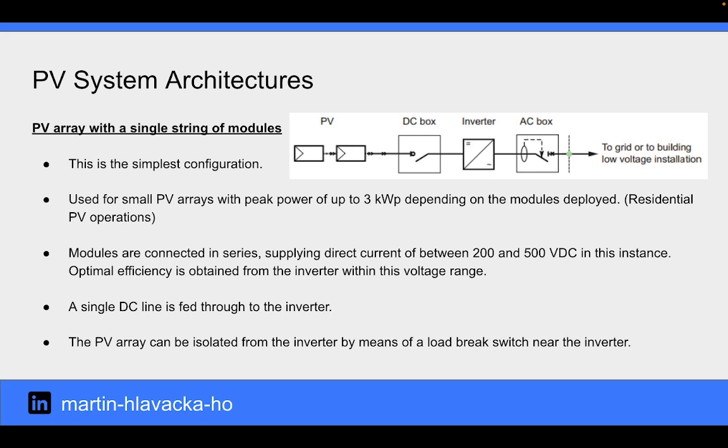Modules are connected in series, supplying direct current of between 200 and 500 VDC in this instance. Optimal efficiency is obtained from the inverter within this voltage range. A single DC line is fed through the inverter. The PV array can be isolated from the inverter by means of a load break switch near the inverter.